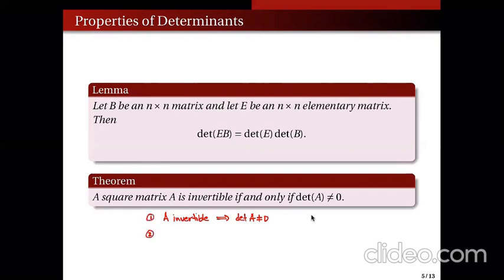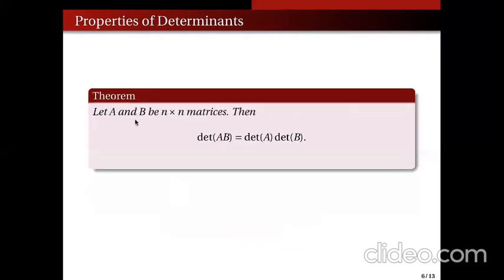And the second statement is that determinant of A not equal to 0 implies that A is invertible. So, an if and only if statement, two ways. A invertible implies determinant of A not equal to 0, and also determinant of A not equal to 0 implies A is invertible.